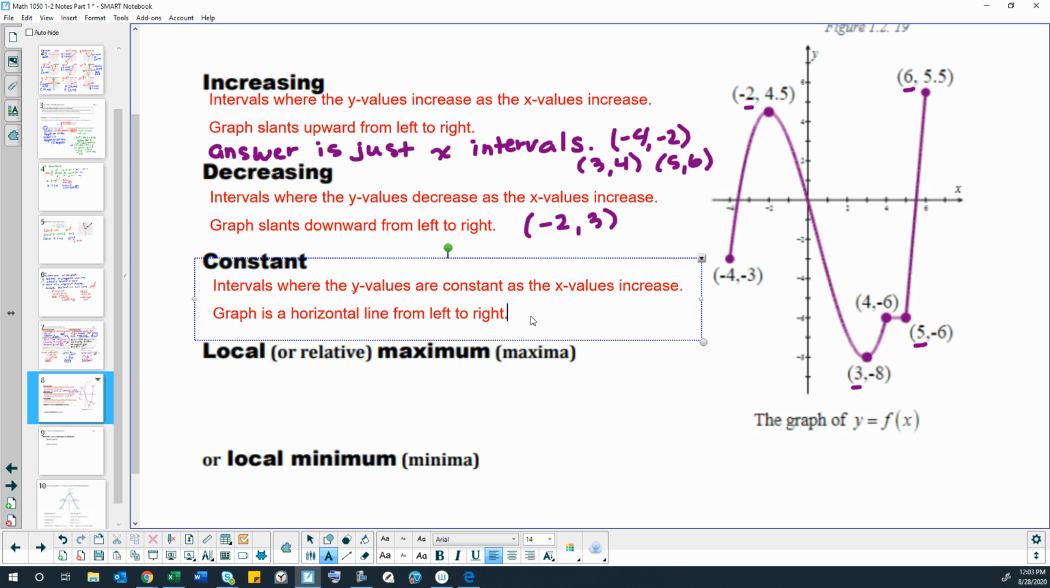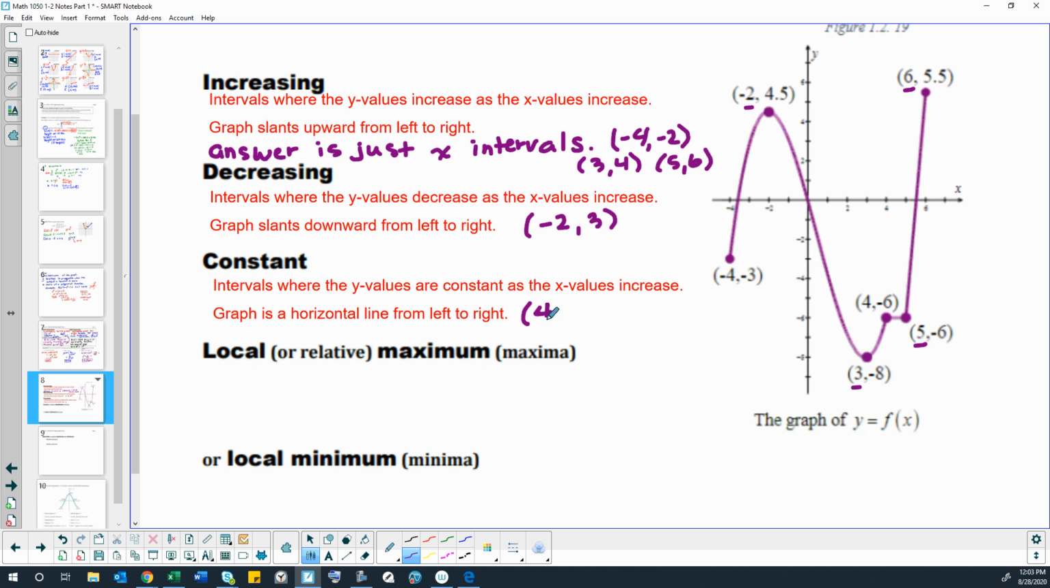Okay, so this particular graph has one little place where it's constant, from this point right here at 4, -6 to this point right here at 5, -6. Notice how the y value stays the same, -6, clear from here to here. So our answer is just the x values from 4 to 5. So with these three things, you're always just giving those x intervals to answer the questions.